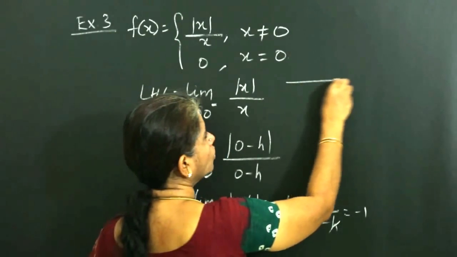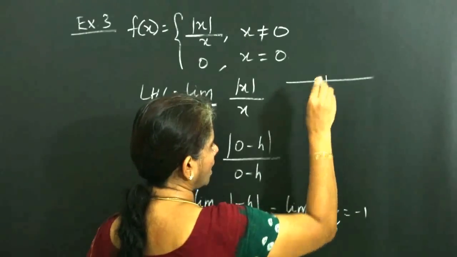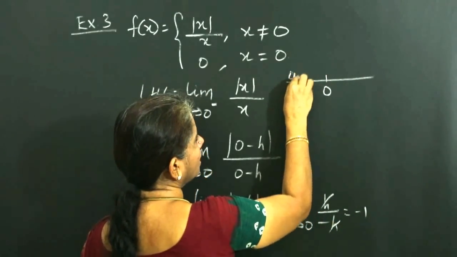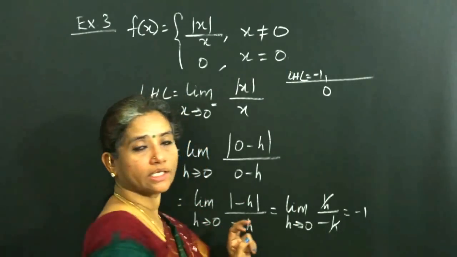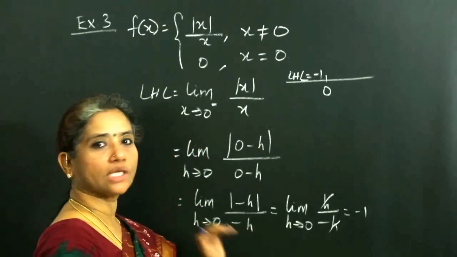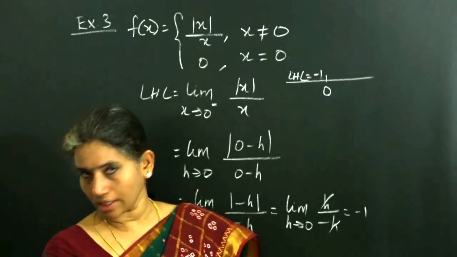So when I want to do it for the modulus function at 0, from the left hand side, the left hand limit is equal to negative 1. Now we are going to check the same thing for the right hand limit.